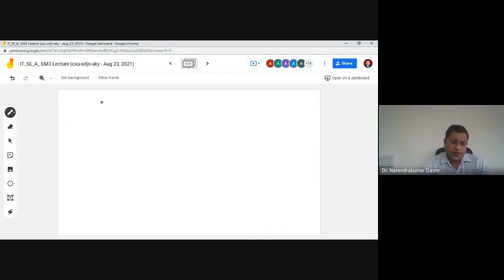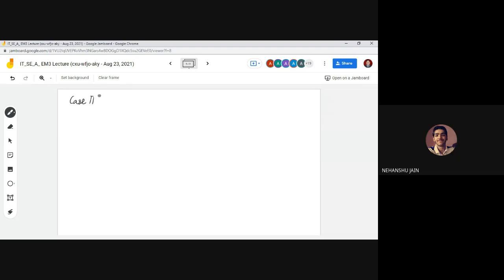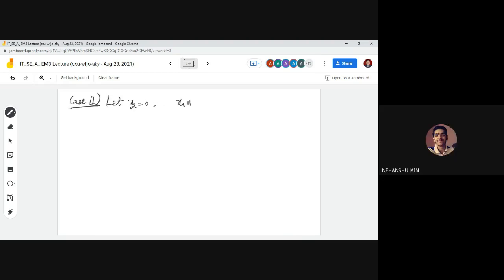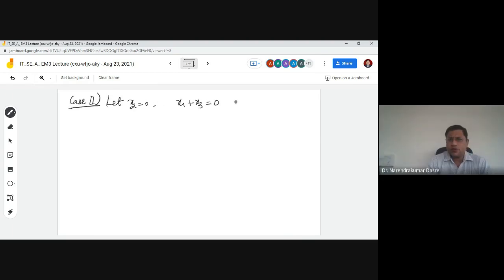Now similarly we can set x2 equal to 0. So we have case 2. What is case 2? Let x2 equal 0. We have x1 plus x3 equal to 0, and we can write x3 equal to minus x1. So for the third eigenvector, this entry is 0 because we have assumed x2 to be 0, and x3 is minus x1.